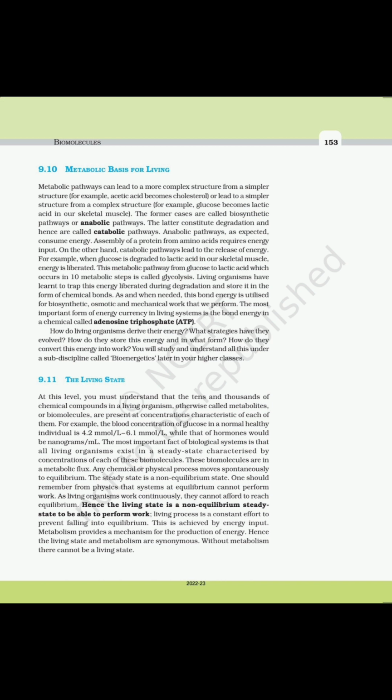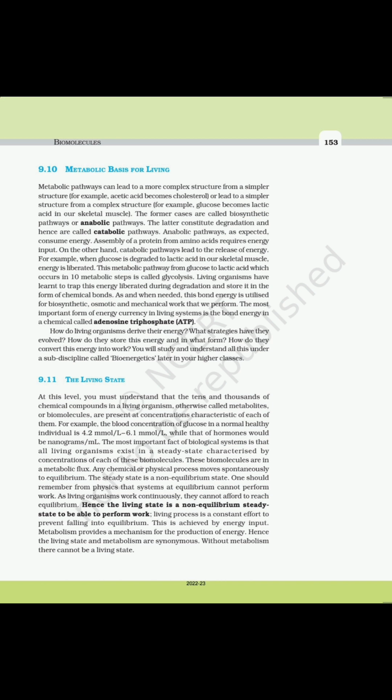Anabolic pathways, as expected, consume energy. Assembly of a protein from amino acids requires energy input. On the other hand, catabolic pathways lead to the release of energy. For example, when glucose is degraded to lactic acid in our skeletal muscle, energy is liberated. This metabolic pathway from glucose to lactic acid, which occurs in 10 metabolic steps, is called glycolysis.